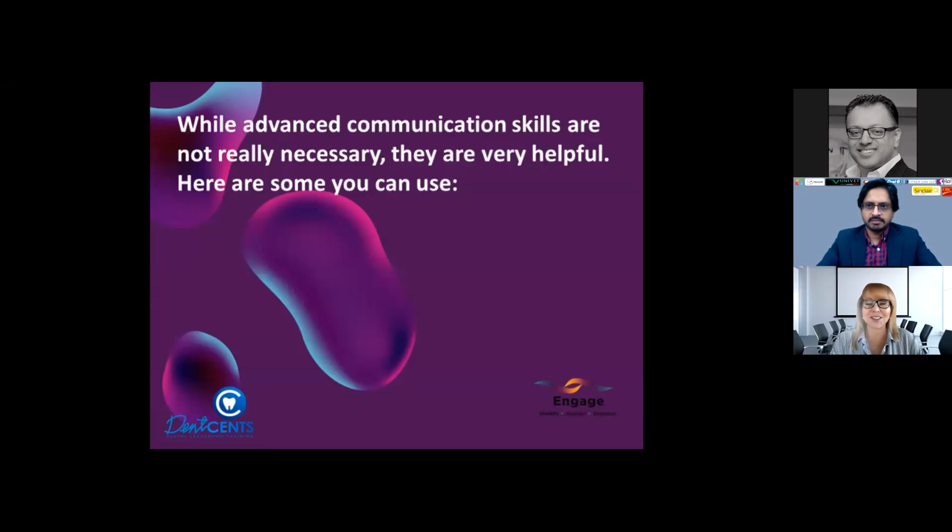Now, I know that there's a thing called supervised neglect. We don't want to neglect what may be important, but we want to address it instead of ignoring it. While advanced communication skills are not really necessary, they are very helpful. Here are some that you can use.